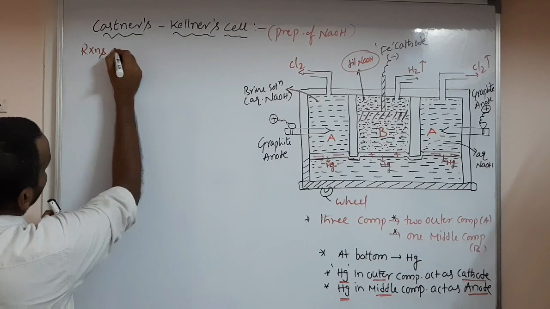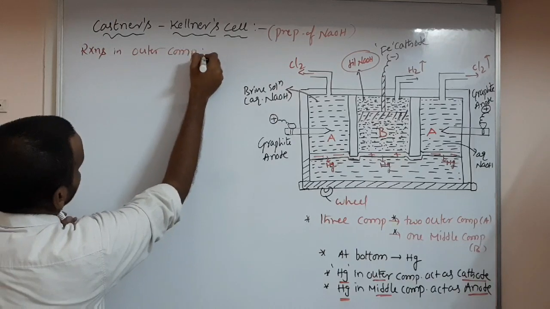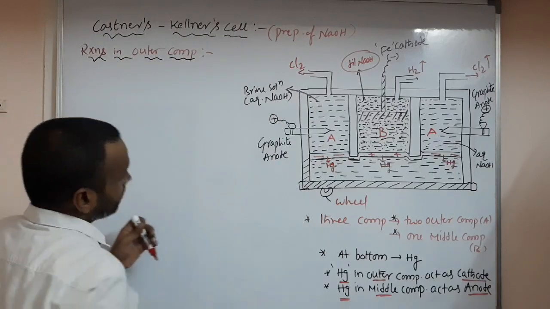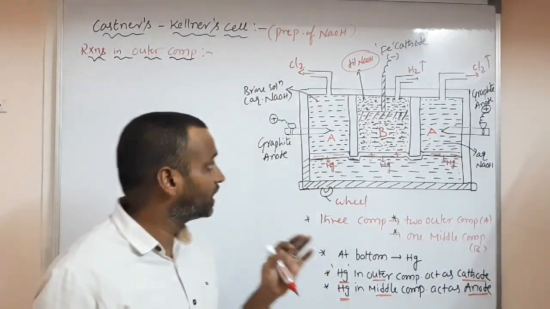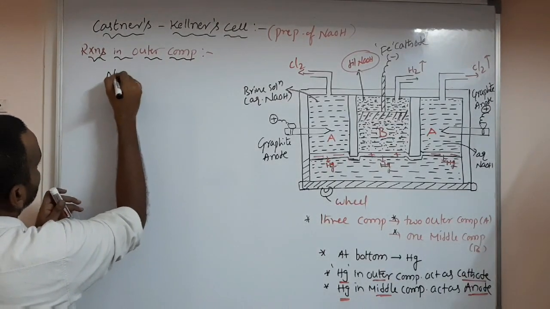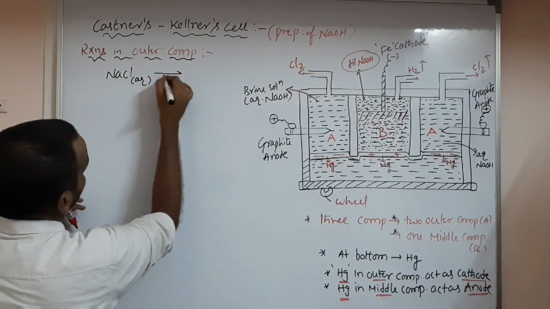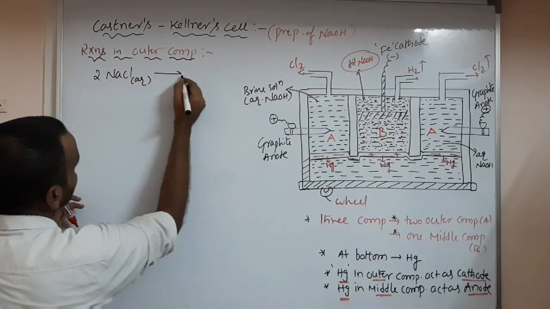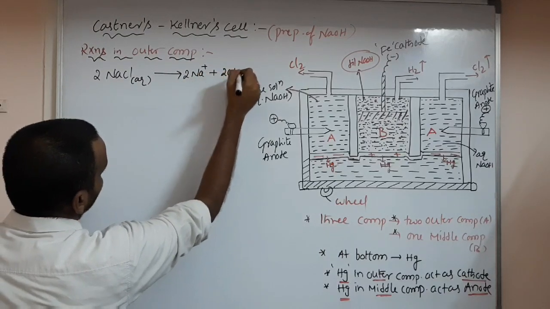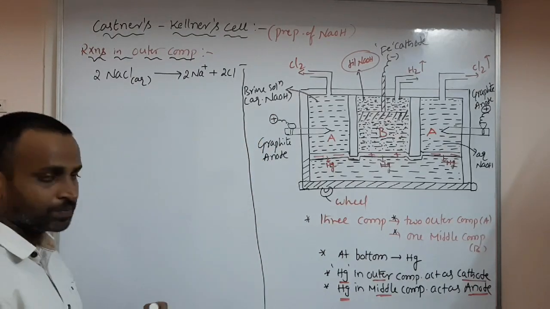Now, reactions in outer compartments. So what reactions take place in the outer compartments? Like that we have to see. See, first of all, everybody knows that first in the outer compartments we are taking NaCl. So that will convert, 2 moles I'm taking here, into 2Na+ plus 2Cl-. So that's the diagram, and here we will write the reactions.